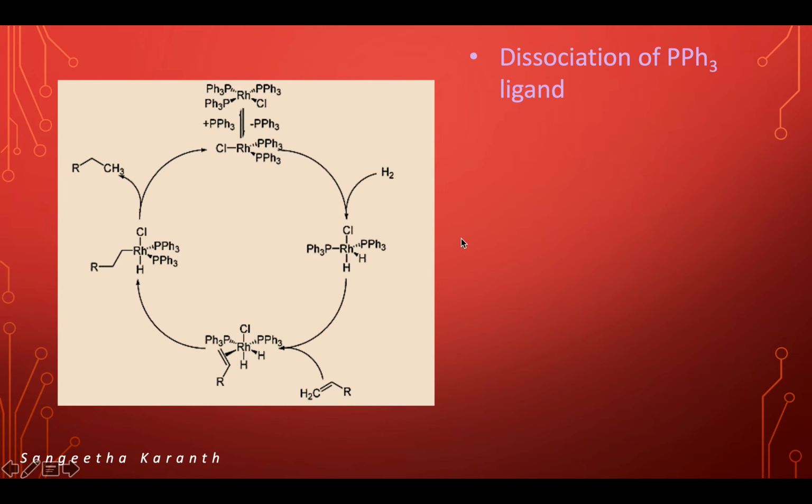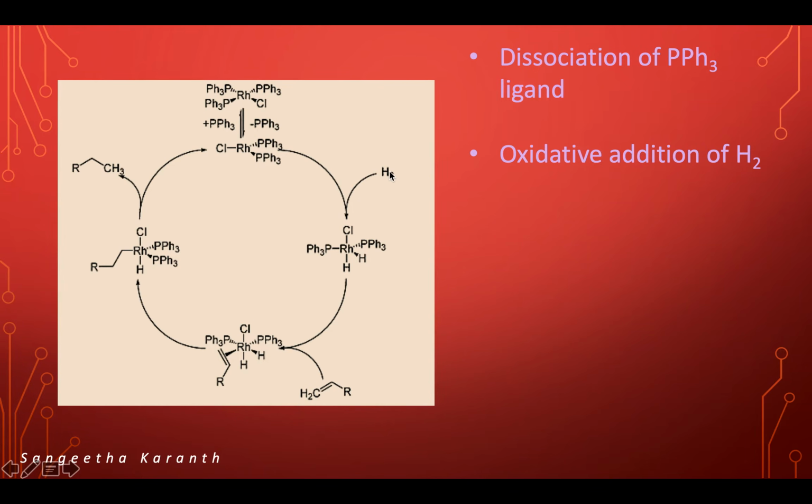Now in the next step, oxidative addition of H2. I have to tell you something regarding this oxidative addition. Oxidative addition is nothing but addition of a particular compound or substance to the complex so that the coordination number as well as the oxidation number of the central metal will be increased. So during oxidative addition, both the coordination number and the oxidation number of the central metal increase. Here you can see this was a tri-coordinated complex.